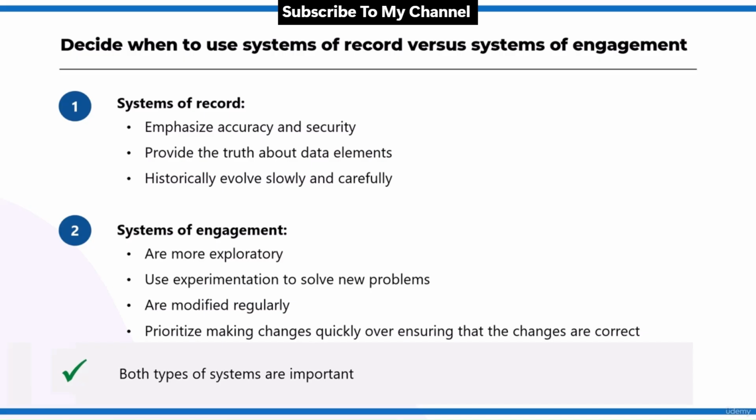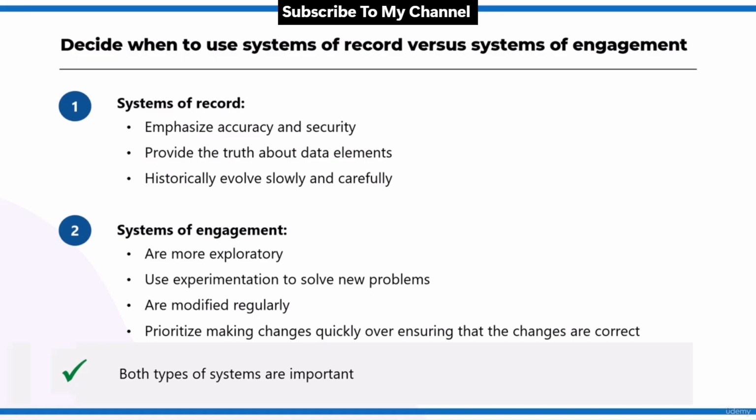System of record is that system that provides the truth about data elements and is often called system of records. These systems have historically evolved slowly and carefully. For example, it is crucial that a banking system accurately reflects your bank balance. System of record emphasizes accuracy and security, and that's where the focus is going to be.